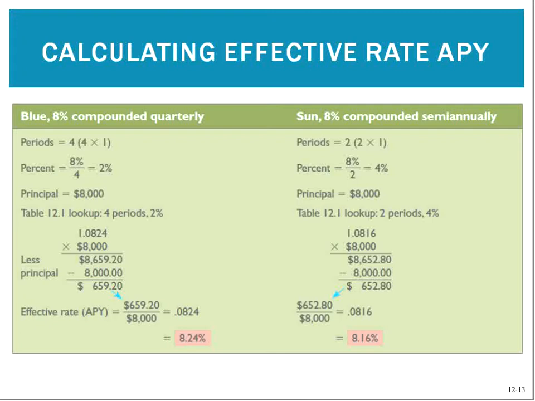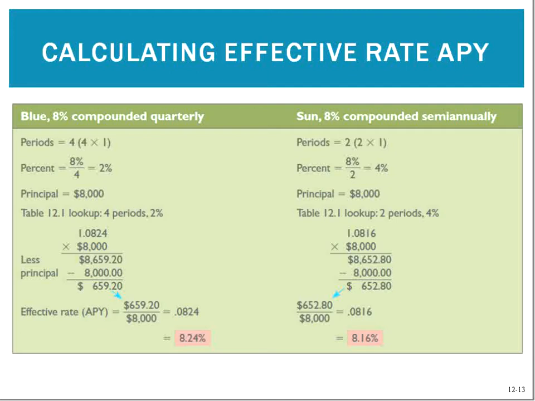So, for example, we have 8% compounded quarterly. Let's just take 1 year for now. Compounded quarterly, what does that mean? Periods: 1 year, 4 quarters, which is 4 periods. Percent: we multiplied by 4 for the periods, so we have to divide by 4 for the rate. So 8 divided by 4 is 2%. Principal is $8,000.